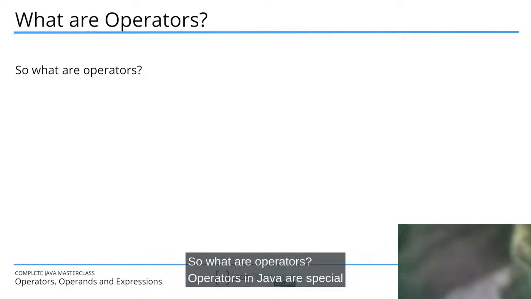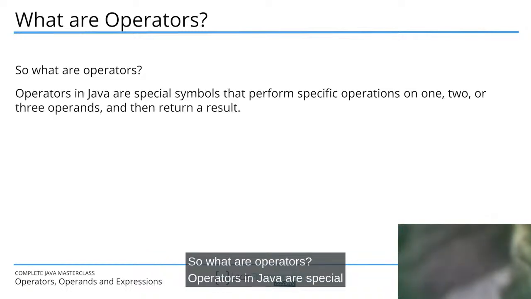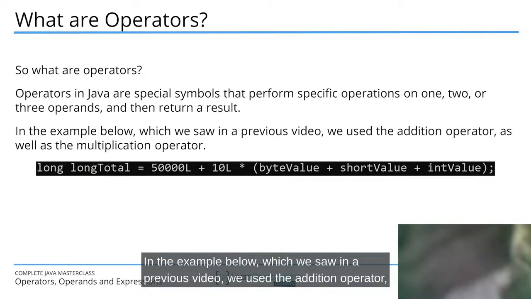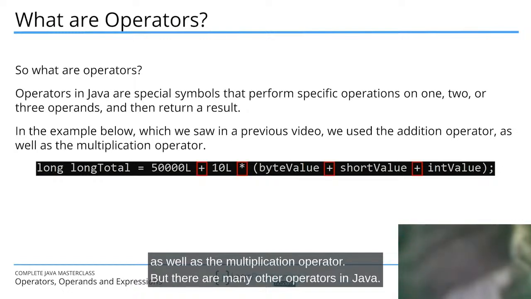So what are operators? Operators in Java are special symbols that perform specific operations on 1, 2, or 3 operands and then return a result. In the example below, which we saw in a previous video, we use the addition operator as well as the multiplication operator. But there are many other operators in Java.